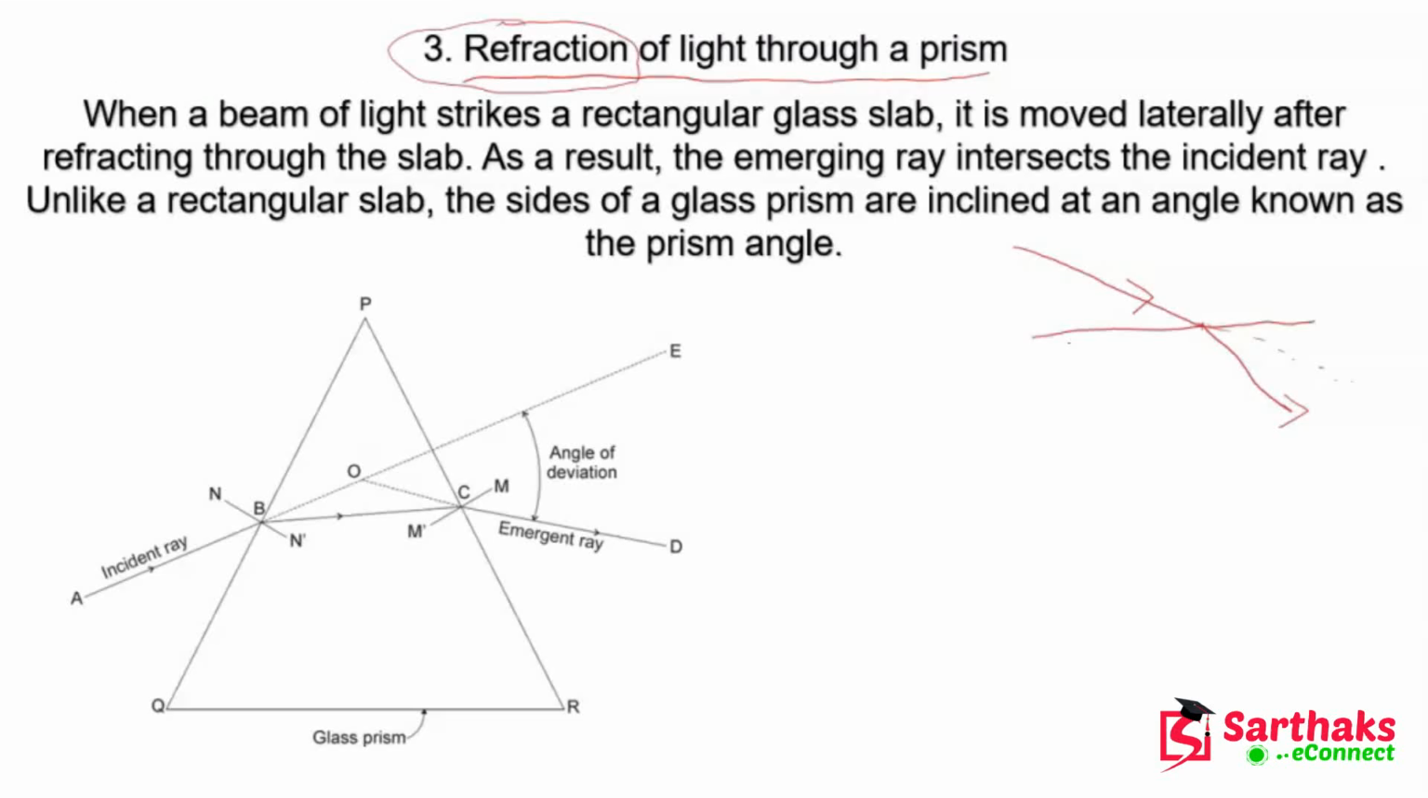Okay, now we don't need to go into detail about when the light will bend away from the normal and when the light will bend close to the normal. We don't need to discuss that here because we have already discussed it in the previous lectures. So guys, here we will study the refraction of light through a prism.